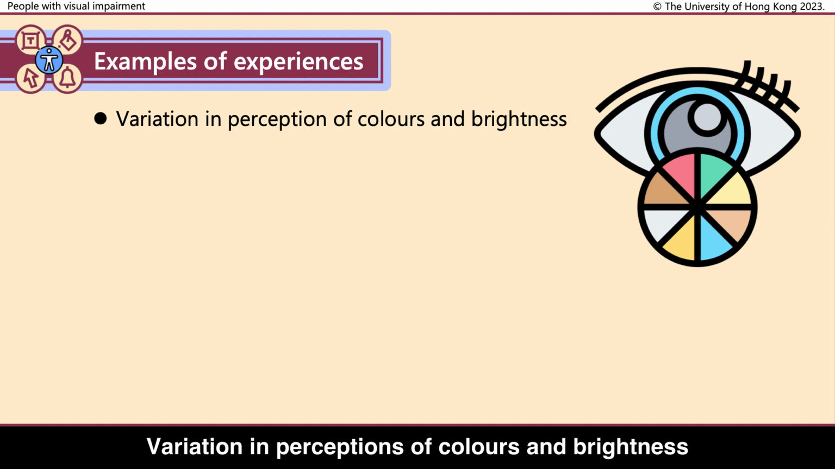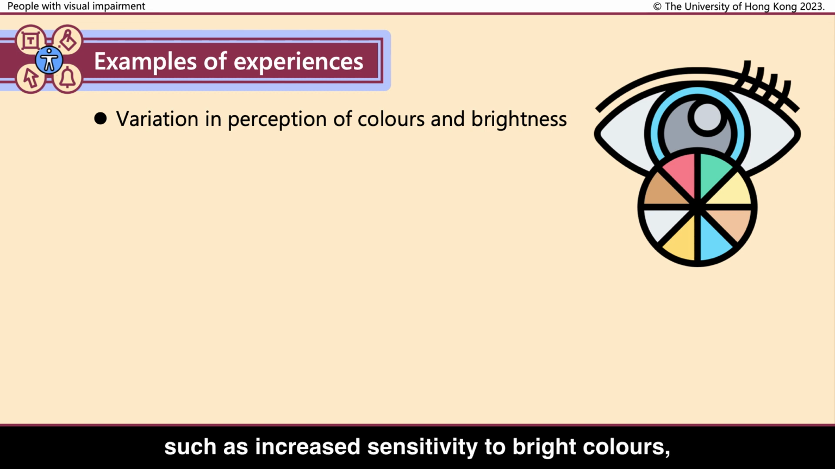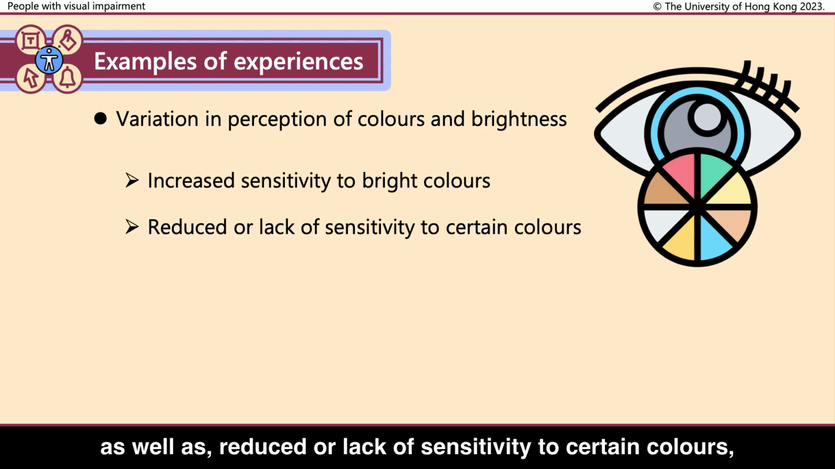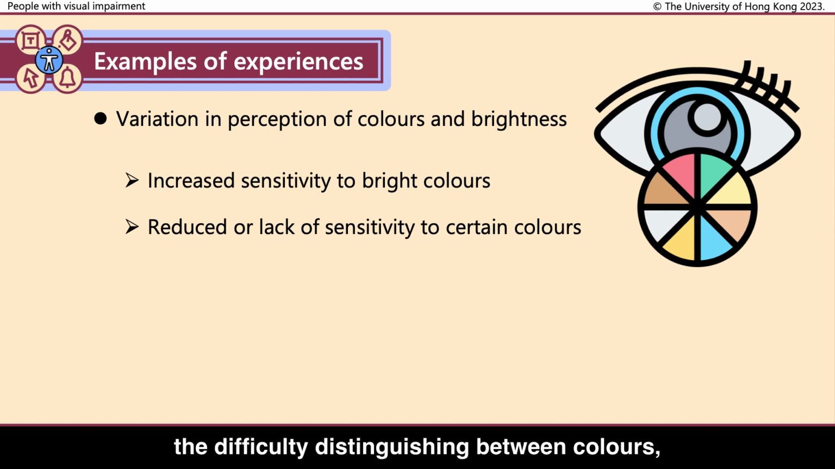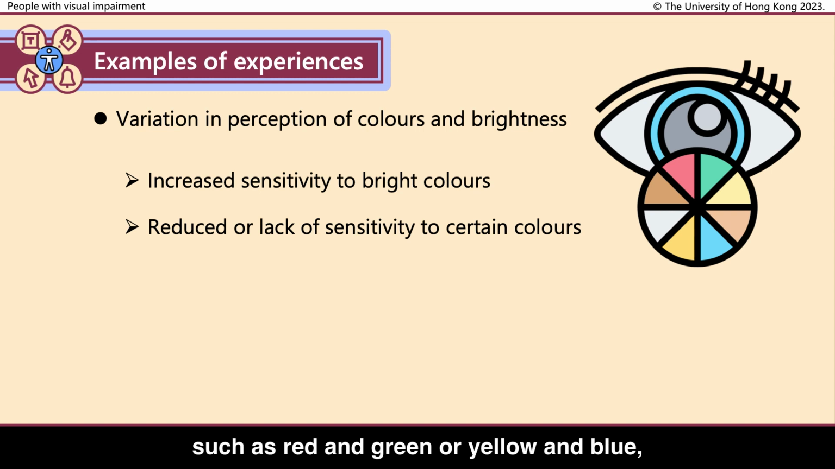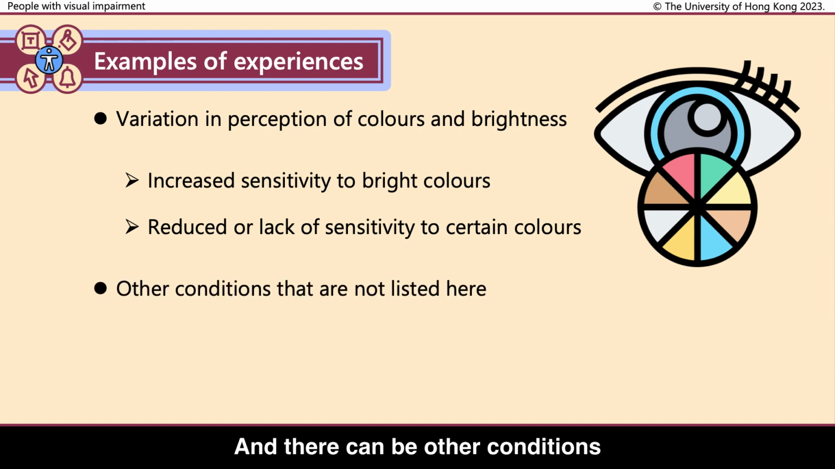Variation in perceptions of colors and brightness, which can be independent of visual acuity, such as increased sensitivity to bright colors, as well as reduced or lack of sensitivity to certain colors, commonly called color blindness. In general, color blindness refers to the difficulty distinguishing between colors such as red and green, or yellow and blue, and sometimes the inability to perceive any color. And there can be other conditions that are not listed here.